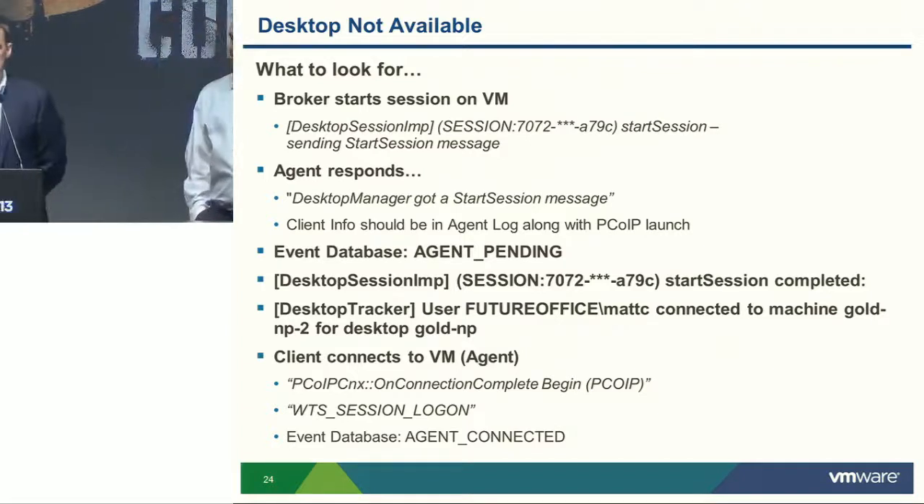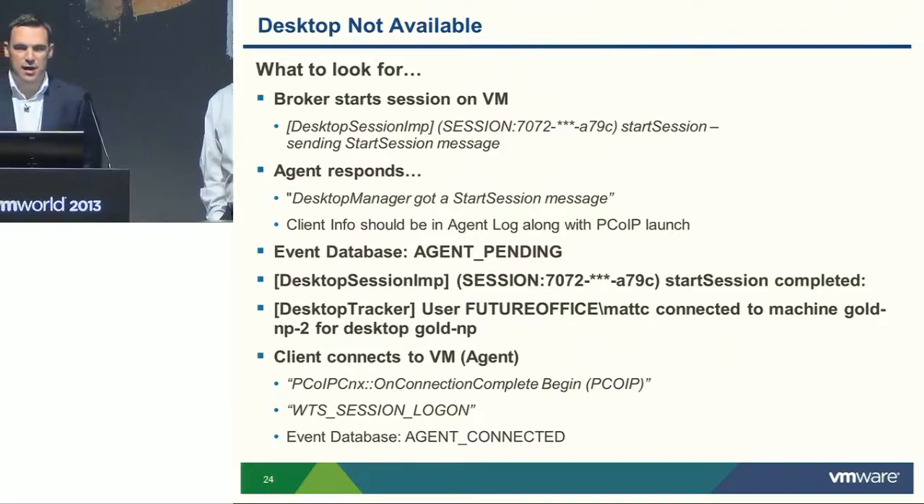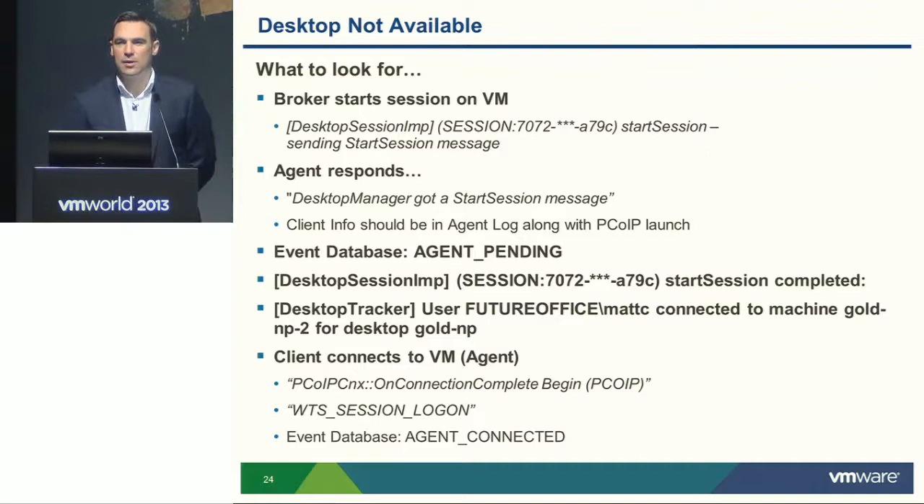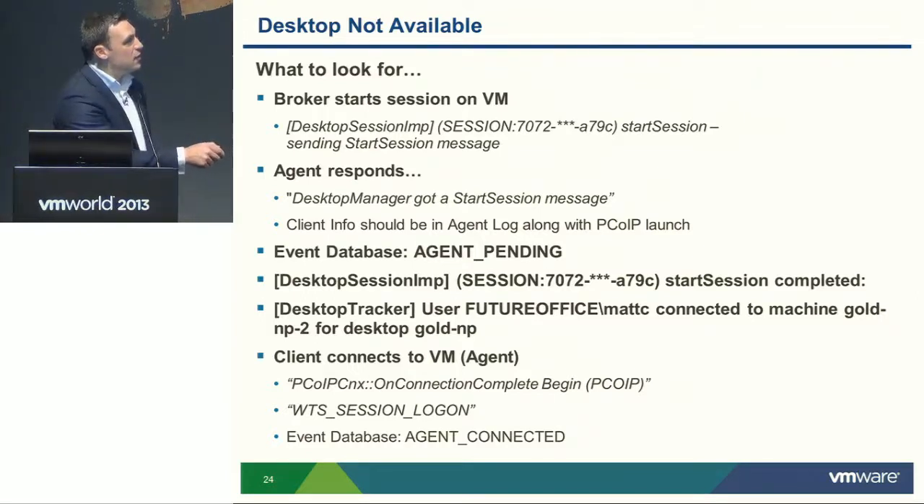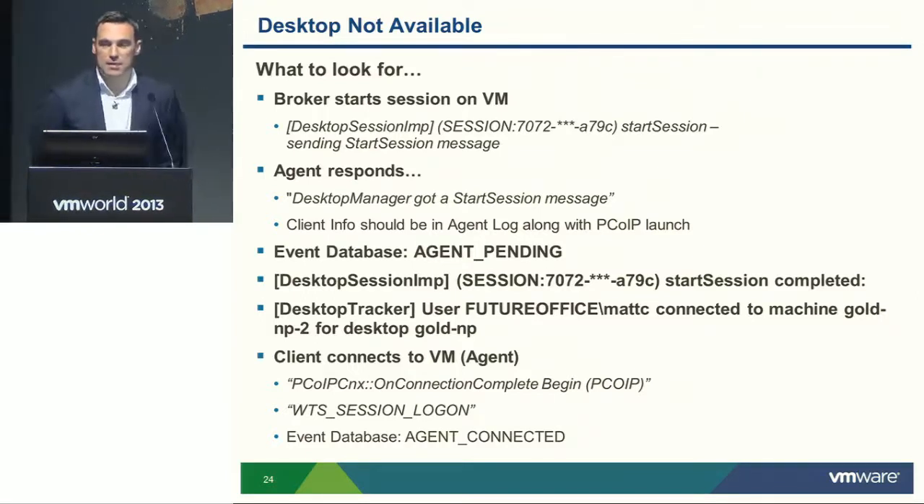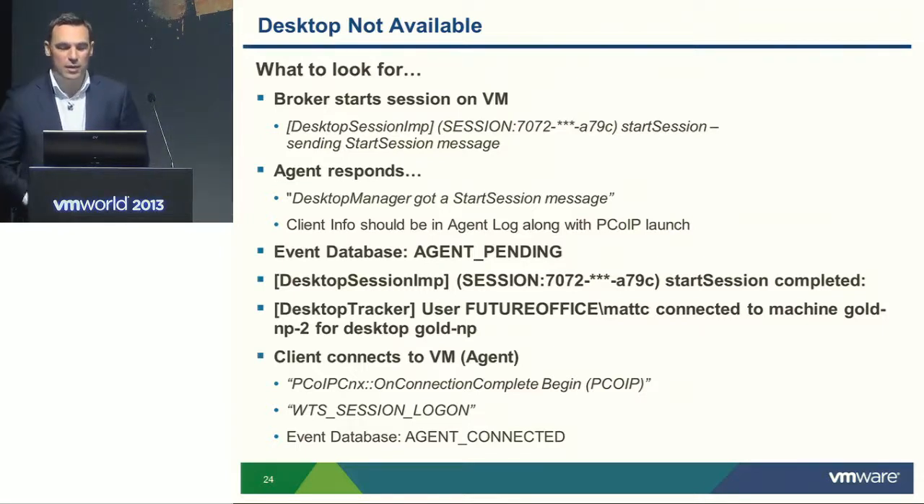So we've actually had our session allocated to the user, and the user has now been authenticated into the desktop. And so our session will start on the desktop, and you can see on the broker that it's requested that a start session be initialized on the View agent. So the agent will then respond and say, I understand, I got the start session message, and I will start now to launch a session within the virtual desktop, which will then kick off all of the PCRP bits to allow the client to formally connect.